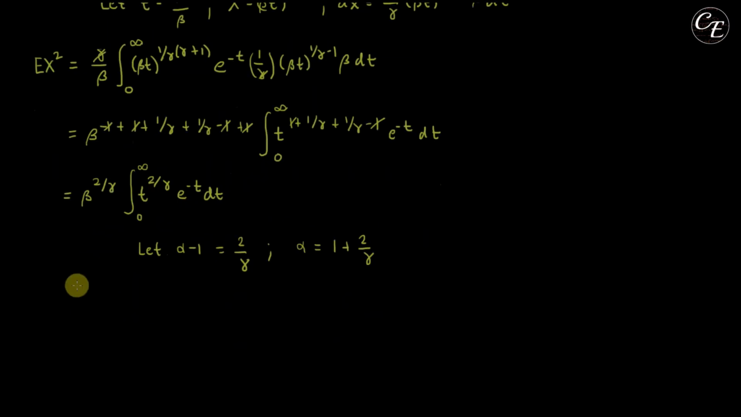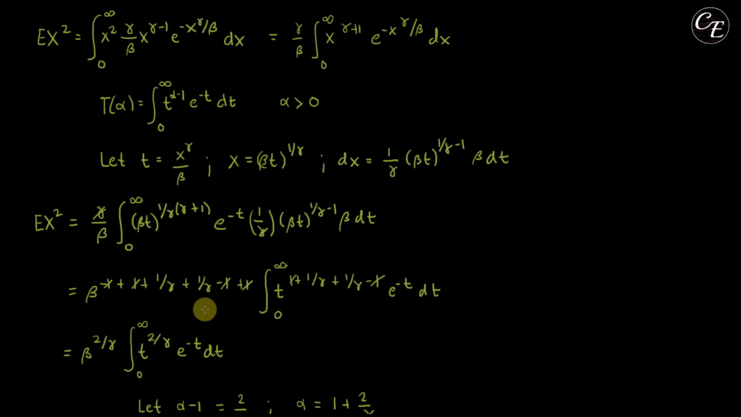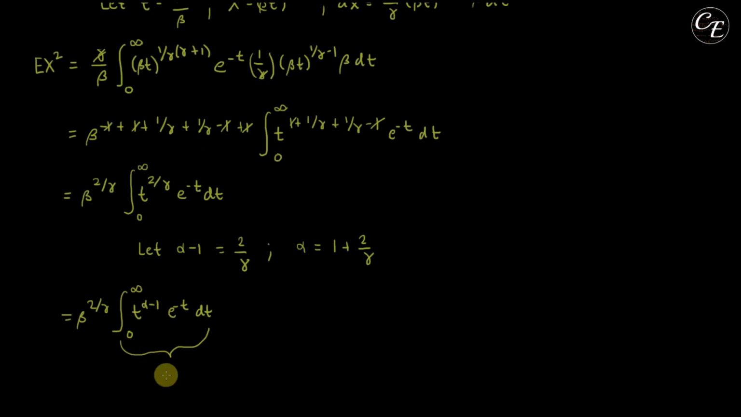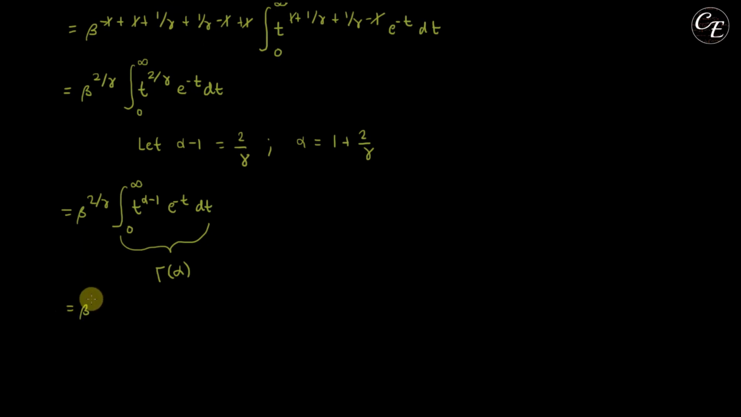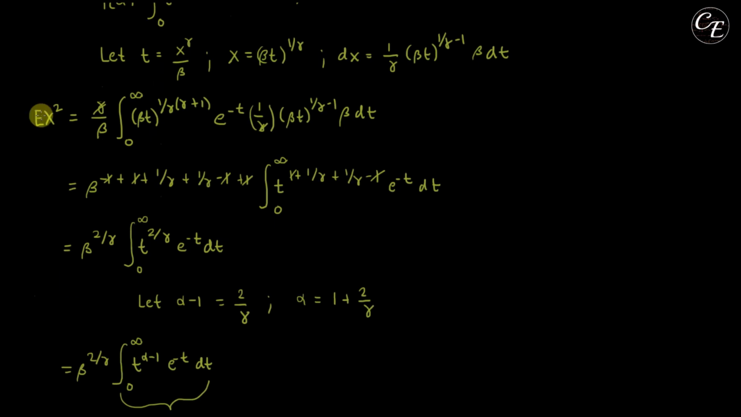Then using this one in here, we'll get beta raised to 2 over gamma integral of t raised to alpha minus 1 from here, then e raised to negative t dt from 0 to infinity. So now this gamma function is same with this one. So this one is big gamma of alpha, which is this one. Then from here, we can use this one in place of alpha. So we have here beta raised to 2 over gamma times the big gamma of, for alpha, let us use this one, 1 plus 2 over gamma. So this is our expectation of x squared.